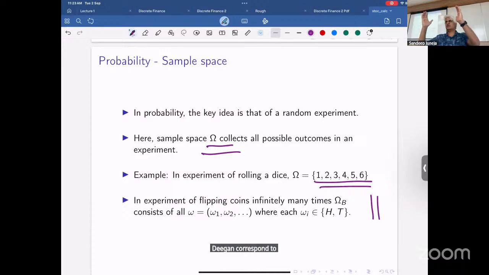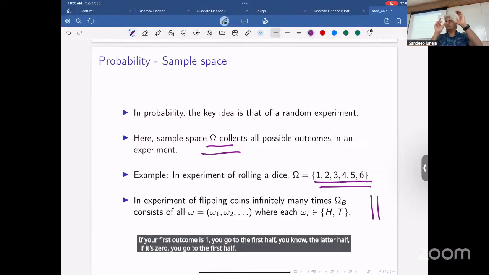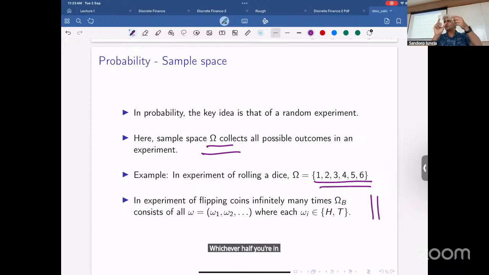Look at the interval between 0 and 1. If your first outcome is 1, you go to the latter half. If it's 0, you go to the first half. Whichever half you're in, then if the next one is 1, you go to the right side. If the outcome is tails, you go to the left side, and so on and so forth. So every number between 0 and 1 corresponds to a string of outputs, H, T, T, T, H, H, and so on and so forth. Right?